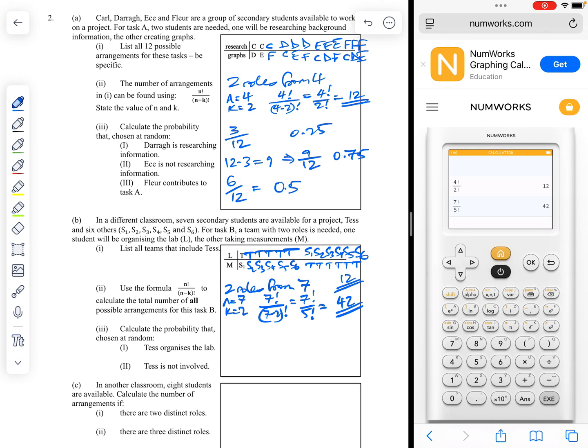B3. Calculate the probability that chosen at random, Tess organises the lab. So chosen at random out of all the possible teams, there are 42 of them, how many did Tess organise the labs? It's all of those. 1, 2, 3, 4, 5, 6. So it is 6 out of 42 where Tess organises the lab. Calculator, 6 divided by 42, 0.143. If we wanted a decimal, 0.143.